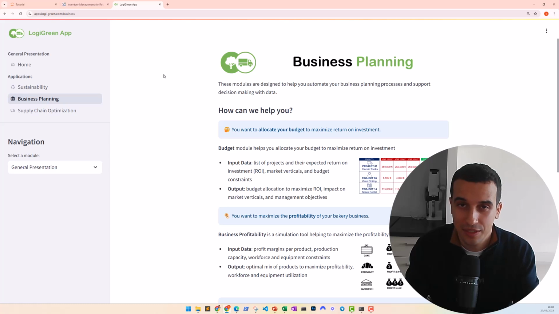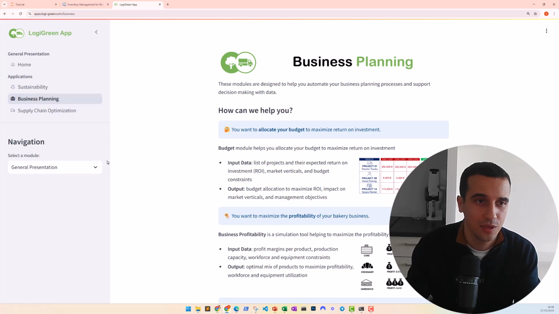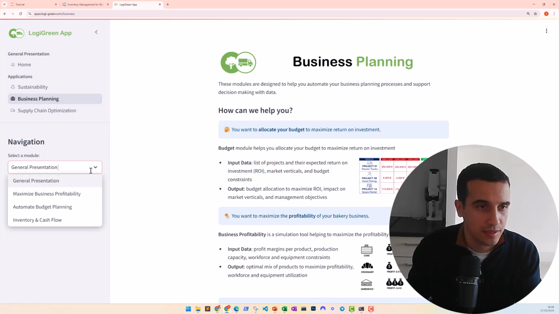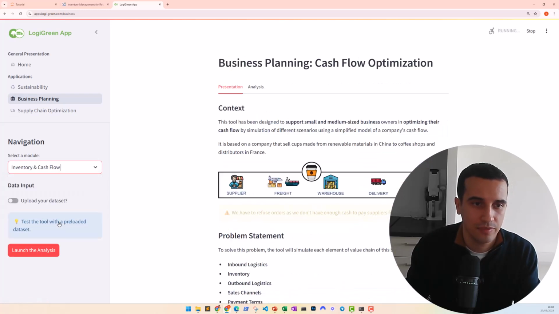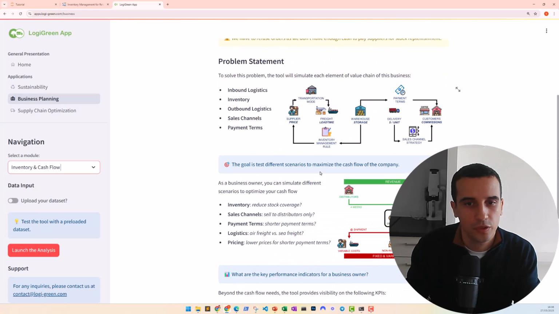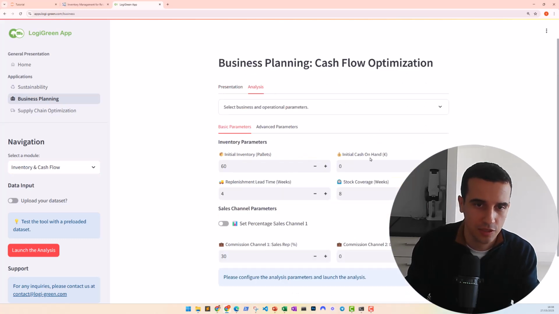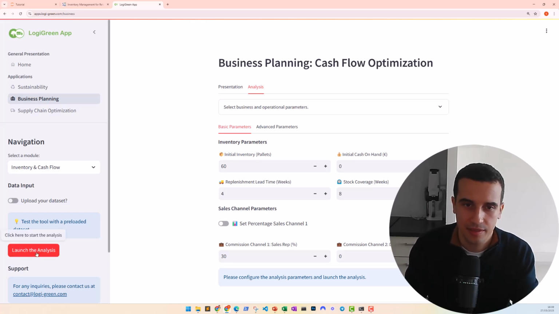So if you are interested in this example, to help my friend minimize his cash flow needs and maximize his profit, you go to business planning, then you go to inventory and cash flow. You will arrive at a first page, it's kind of an introduction. You can see some visuals that are included in the presentation. And then you have the window for the different parameters. So here you have the button to launch the analysis.